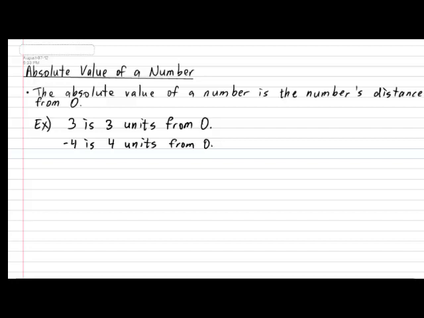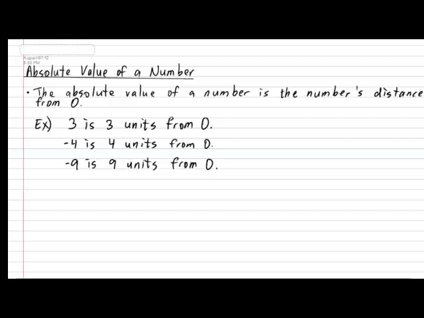And how about one more? How about negative 9? How far is negative 9 from 0? Well, it's 9 units. So, that means that the absolute value of negative 9 is 9, because it's 9 units away from 0.